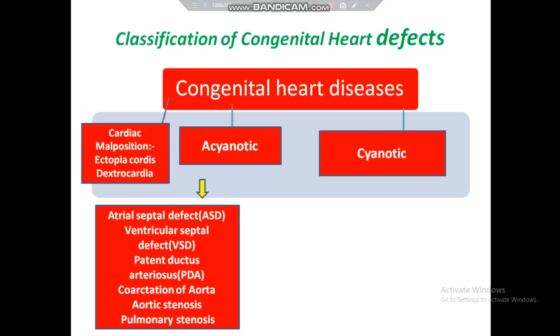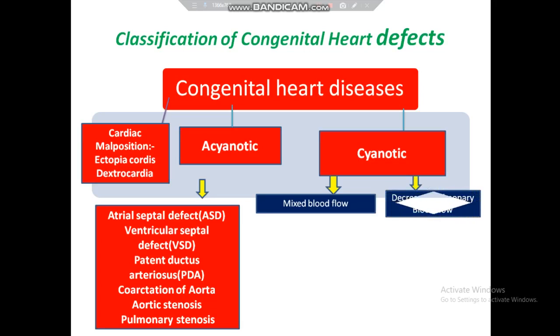Now, cyanotic cardiac diseases may occur as a result of mixing of the blood, meaning the oxygenated and deoxygenated blood will be mixed. As a result there will be decreased oxygen saturation, and the patient will have cyanosis. Or there can be decreased pulmonary blood flow. So whenever there is decreased pulmonary blood flow, there will be cyanosis.